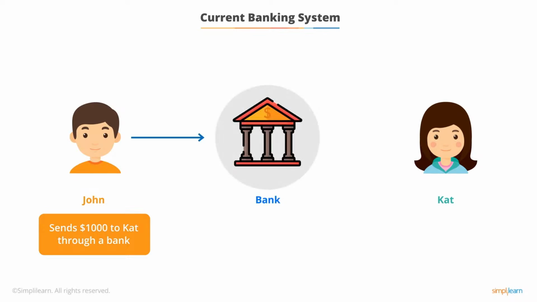Currently, the way this process works is that John will go to his bank in the US and give them $1,000 with the instructions to transfer it to Kat in India. Once John has done the needful, both John and Kat have to wait, and after about 2 to 5 days, the amount of $1,000 will reflect in Kat's bank account in India. Now, let's look at some of the issues with this process.